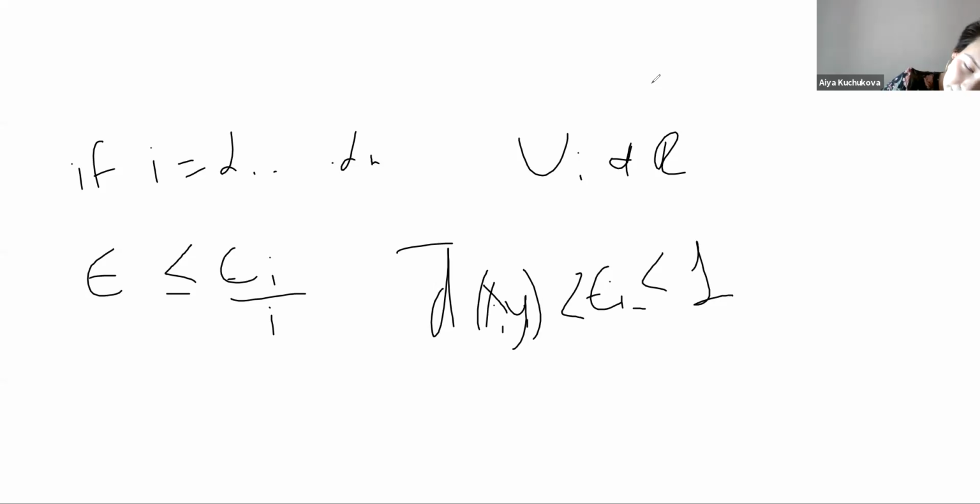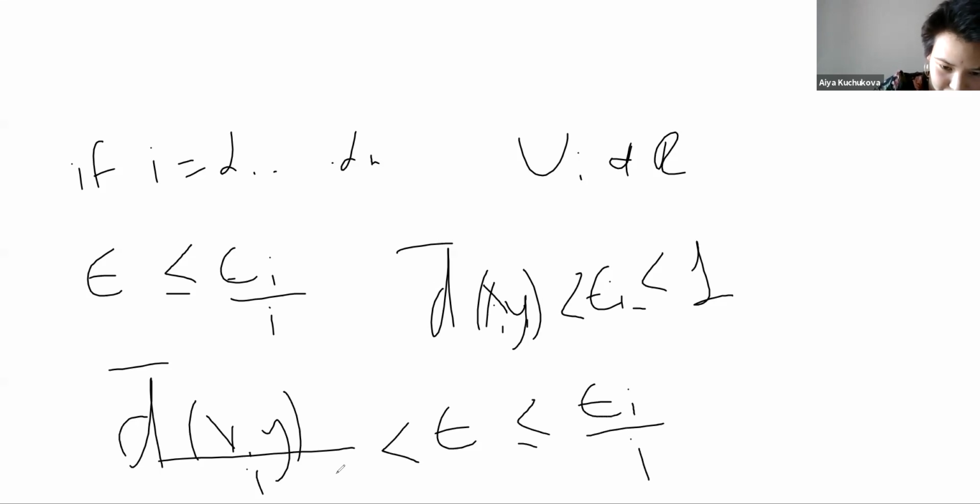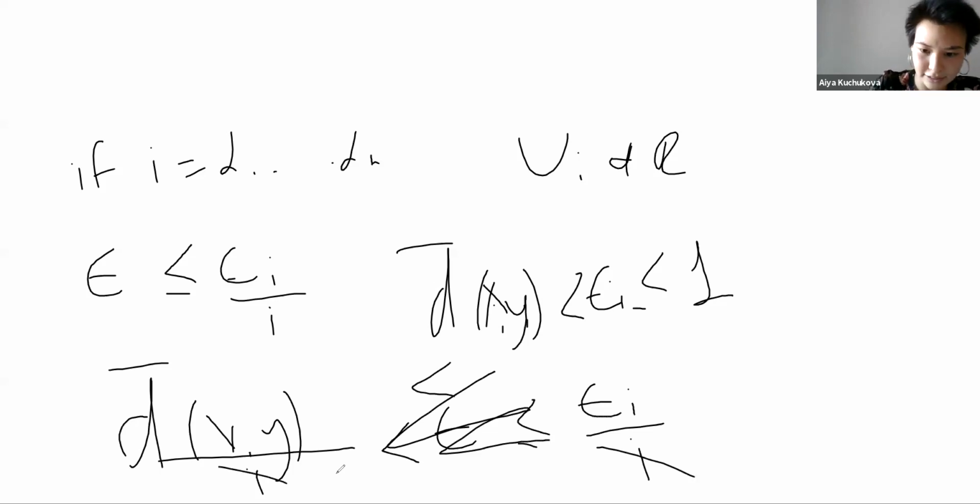Okay, so I think that's also understandable, right? Because you know that d(x,y) divided by i is less than epsilon, and epsilon is less or equal than epsilon i divided by i. So if you forget about this part, you get this part, you cancel i's, and you get the inequality you wanted, right? And we initially wanted those epsilon i's to be less than 1, that is just how we defined them to be. So this is all understandable for now, I guess.